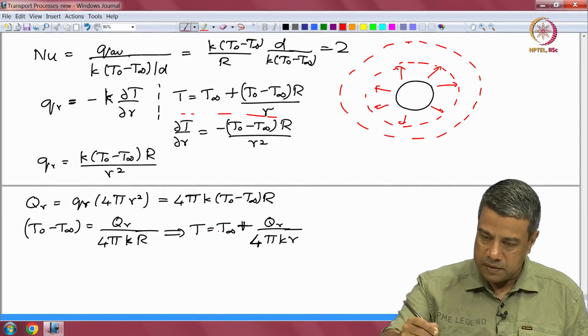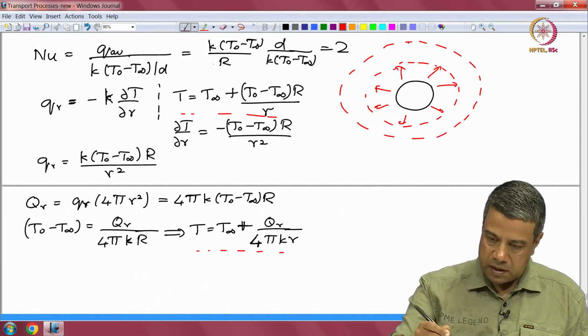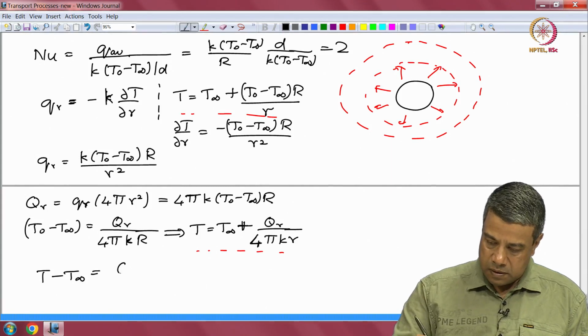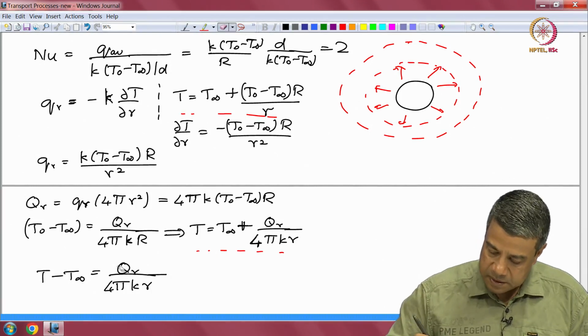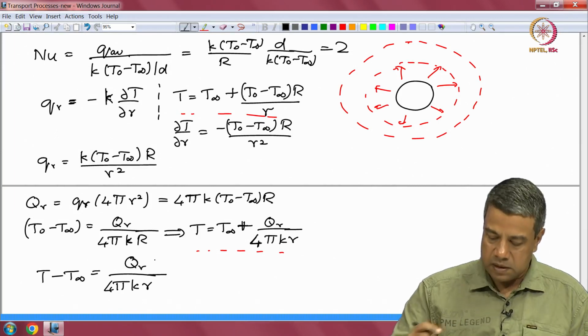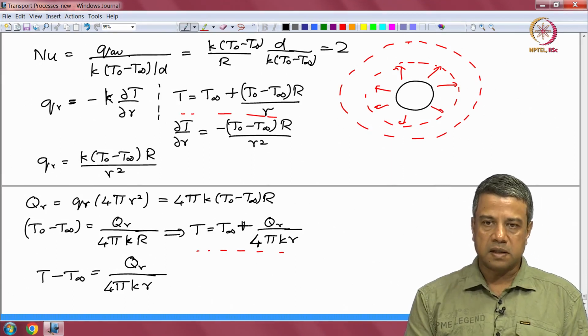Also note that from this expression, I can write that T minus T infinity is equal to Q_r by 4 pi k r. This expression is independent of the radius of the sphere if the total heat generated is specified.